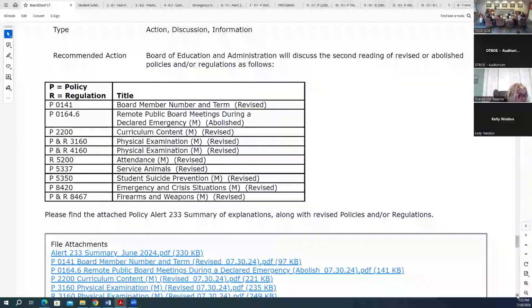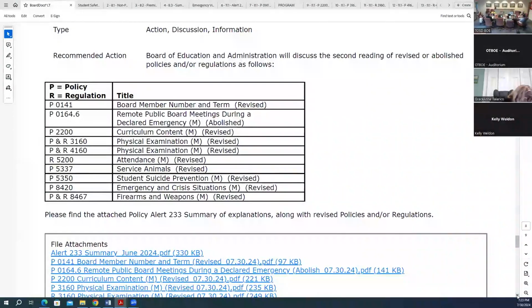That emergency order expired. So, as was said, because that emergency order expired, this regulation, this policy that we put in place based on it should also be abolished. That does not mean we can't have board members participate remotely. That's the part that remains in question, and we don't have any new guidance on it from our attorney. But we have a separate policy for board members to participate remotely.